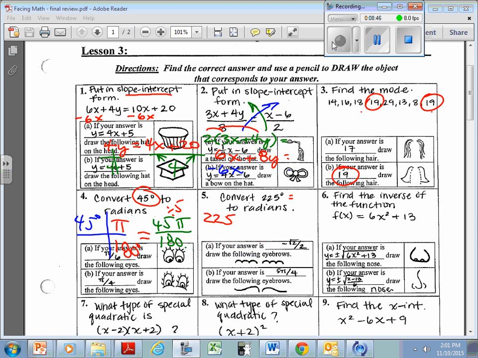Anybody know what you're doing to change a radian into degrees, what the fraction is? 5. Done and done.